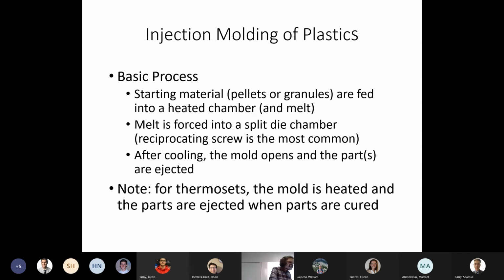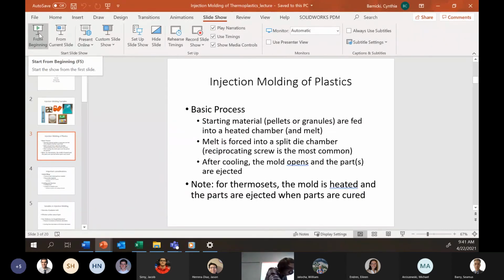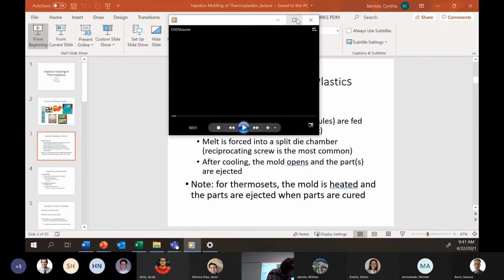Okay. I think it might be kind of fun, before we go into the slides, to see if I can get my little video clip of injection molding going. So let's see how this goes.